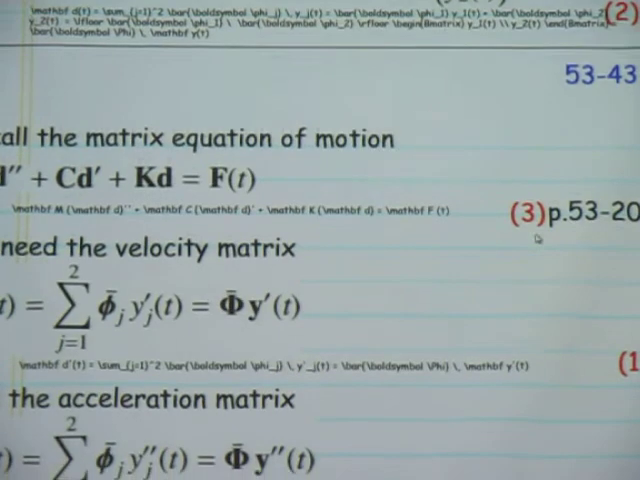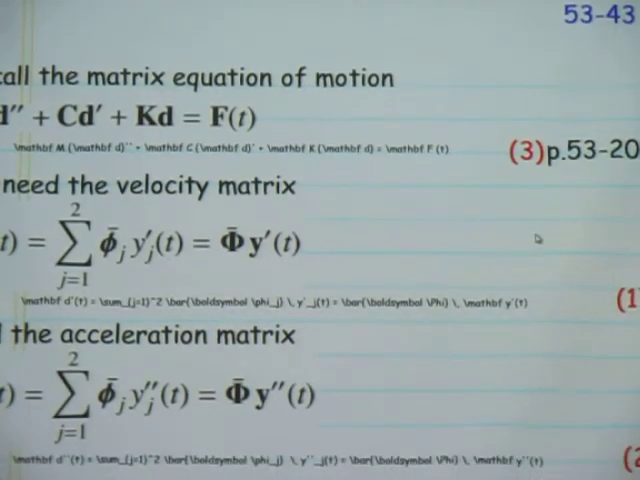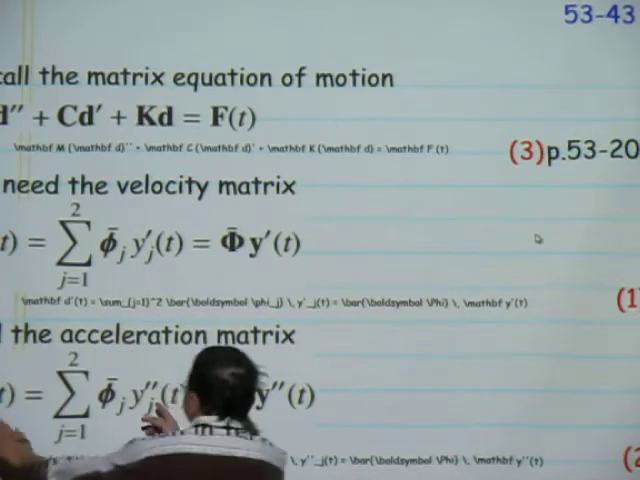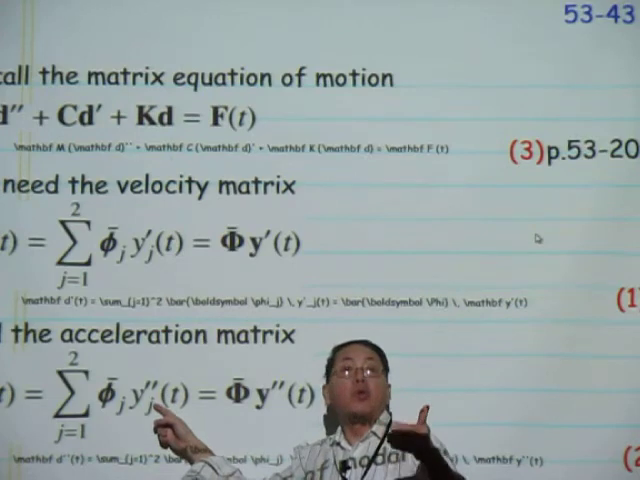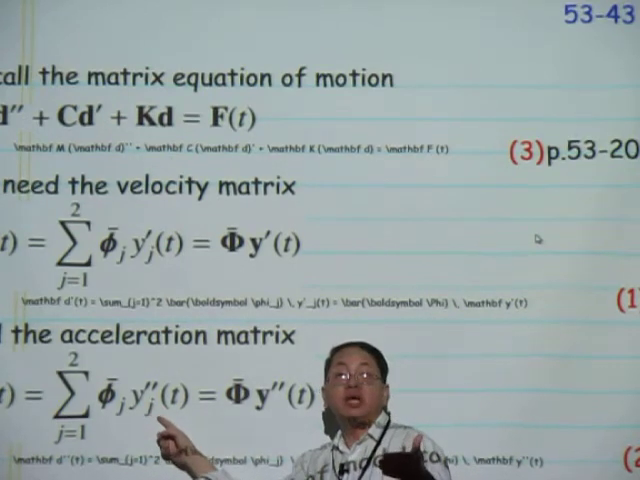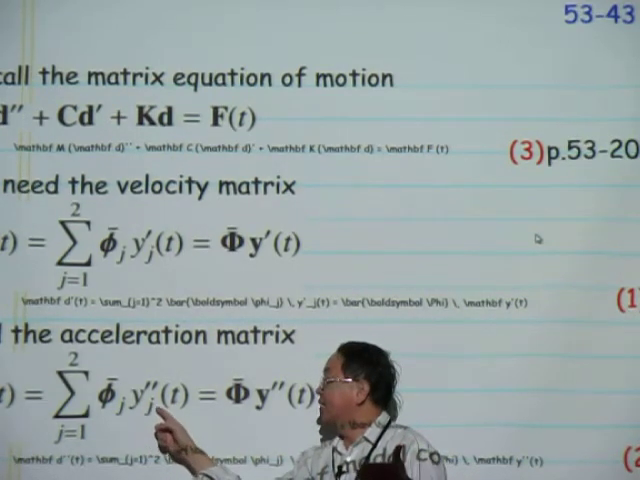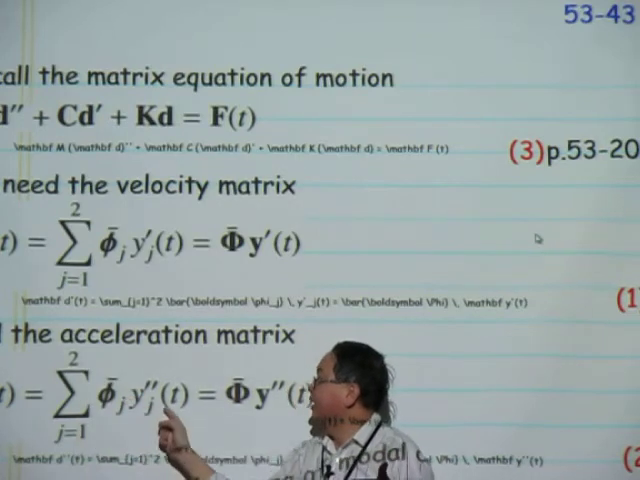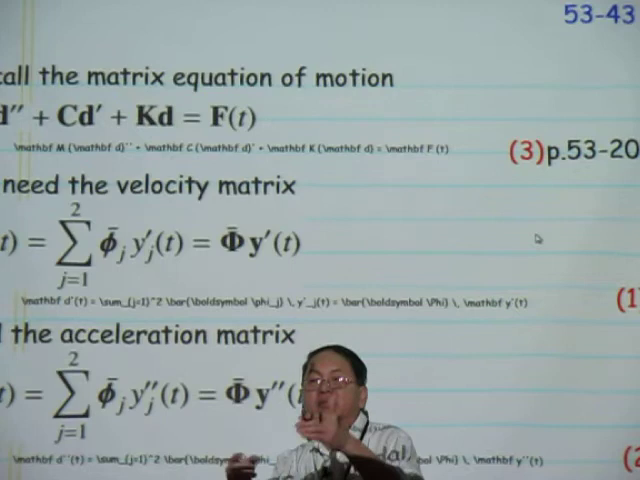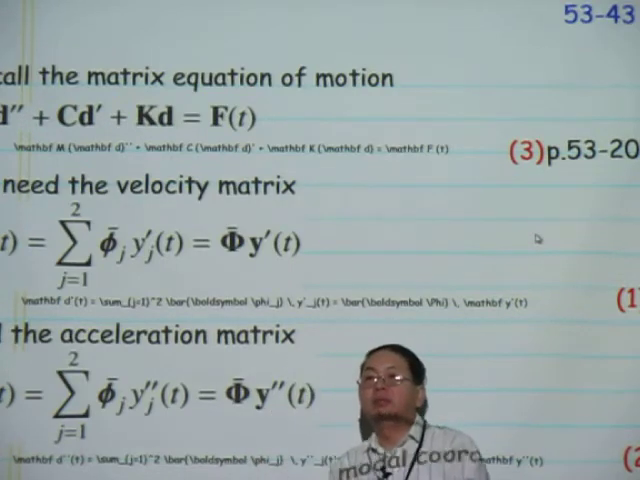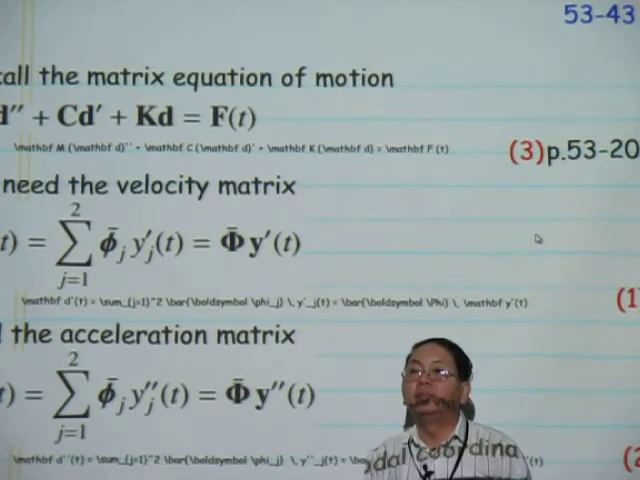Then you do the same for the acceleration. You just take the second derivative with respect to time, and the second derivative is only carried on the modal coordinates y sub j, because only y sub j, with j either 1 or 2 here, is time dependent, whereas phi j bar is a constant column matrix.